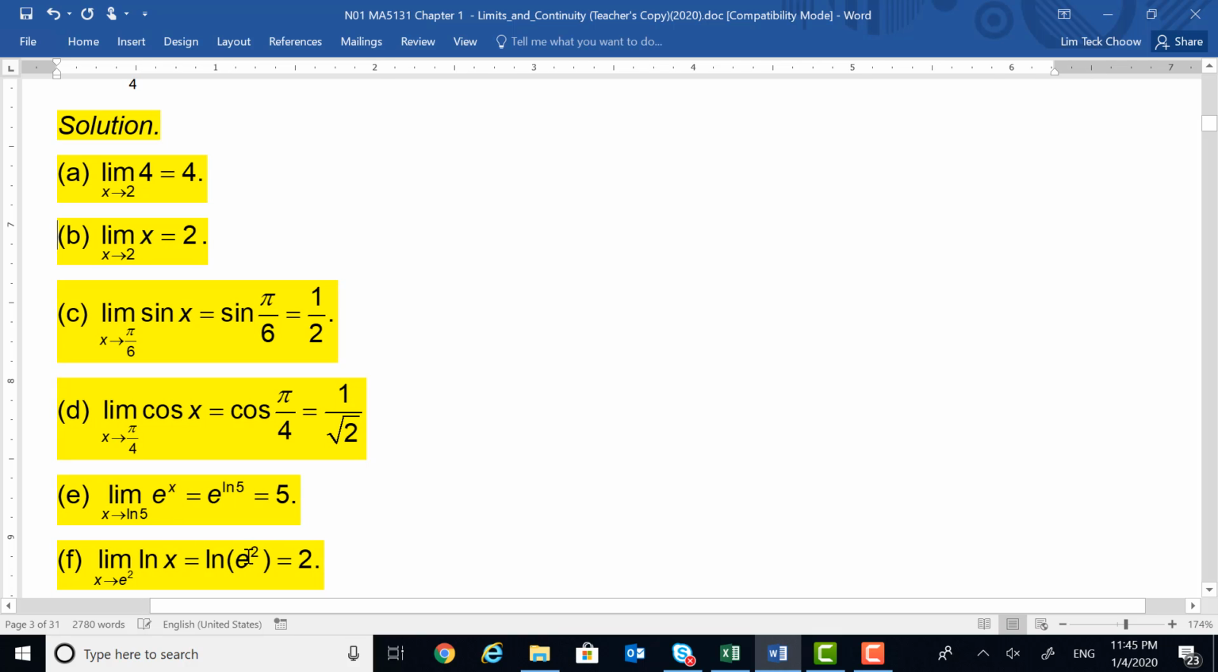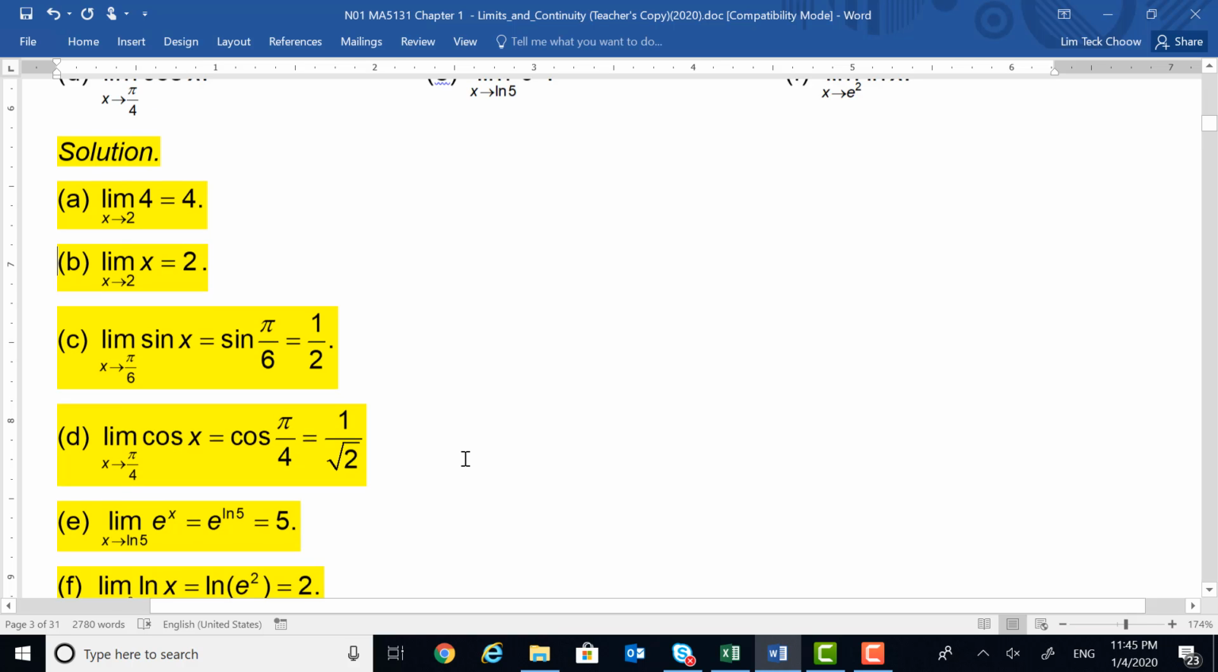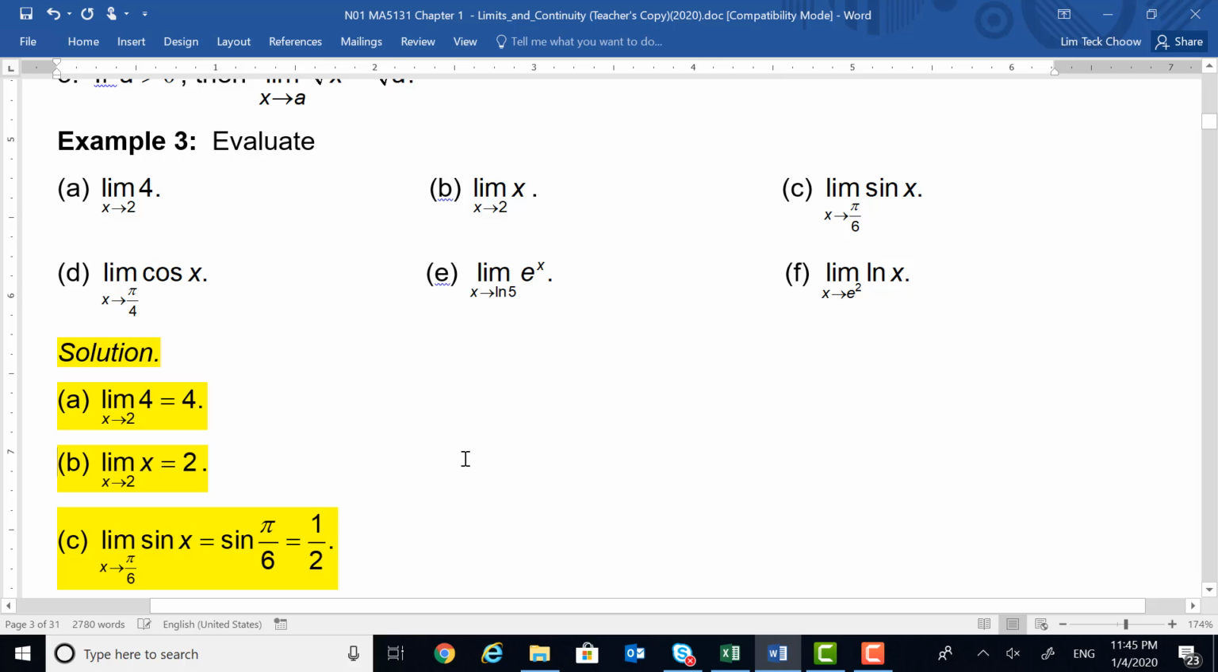And then for this ln e squared, the 2 can be brought to the front, becoming 2 ln e, and ln e is 1, so you are just left with 2. So I find that in these simple examples, it is as good as just putting in the value of x into all these functions. And it's somewhat true. That's why they're basic results that we can use without proof.